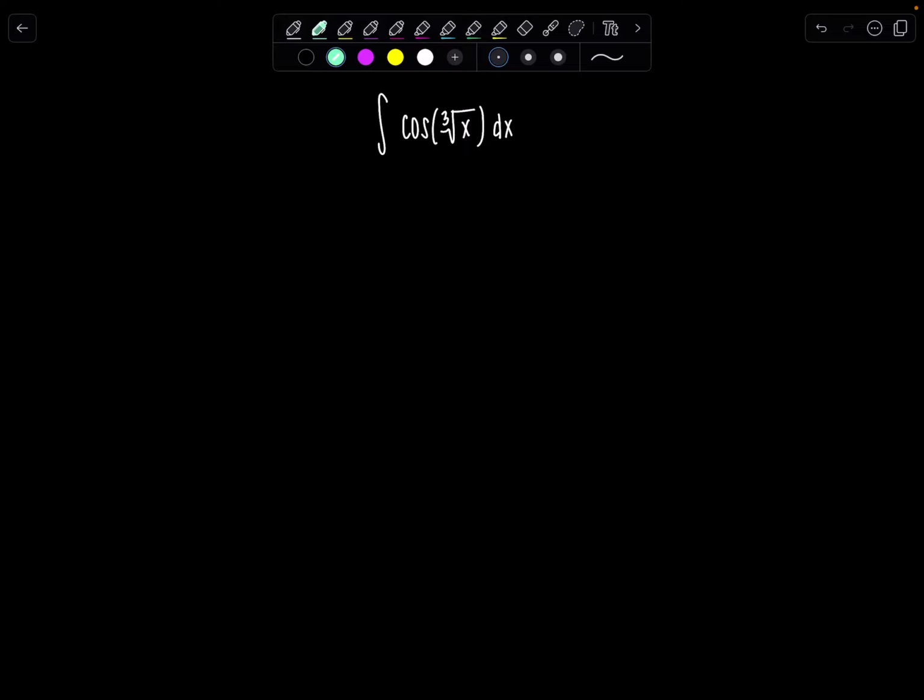We have the indefinite integral of cosine of the cube root of x dx. This one was also from the integration bee that I attended a few weeks ago where I teach. So anyways, if you want to pause the video on your own, give it a try. If you would like a hint, do a substitution first, and then you're going to need another integration technique.